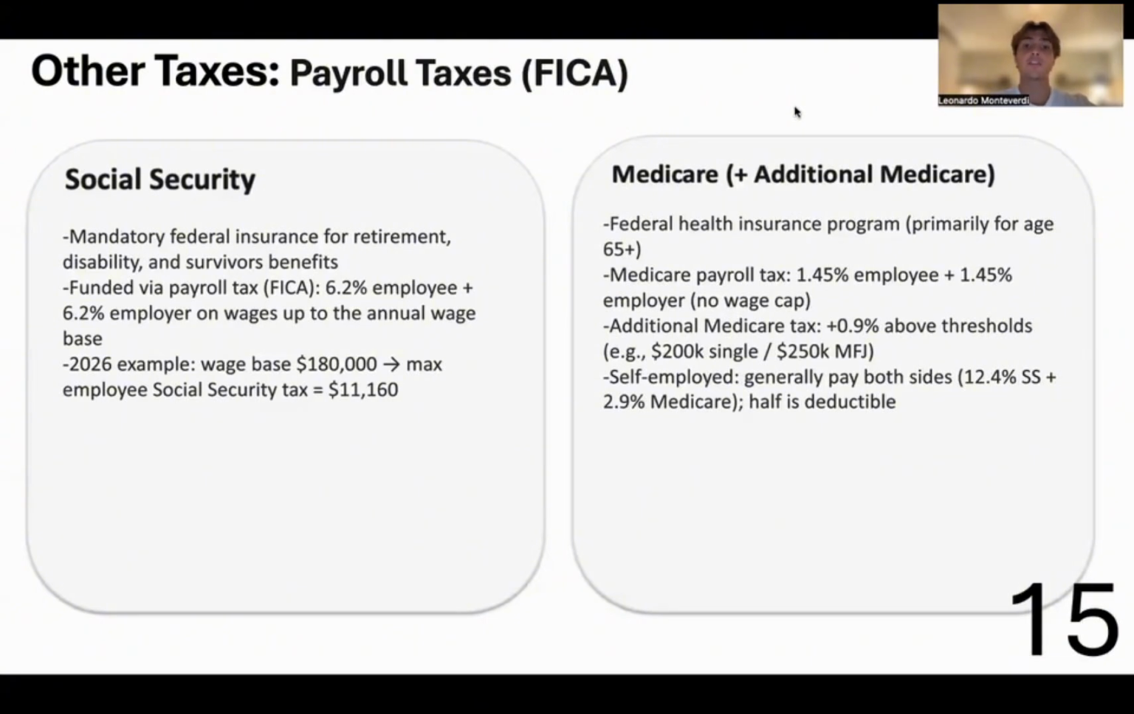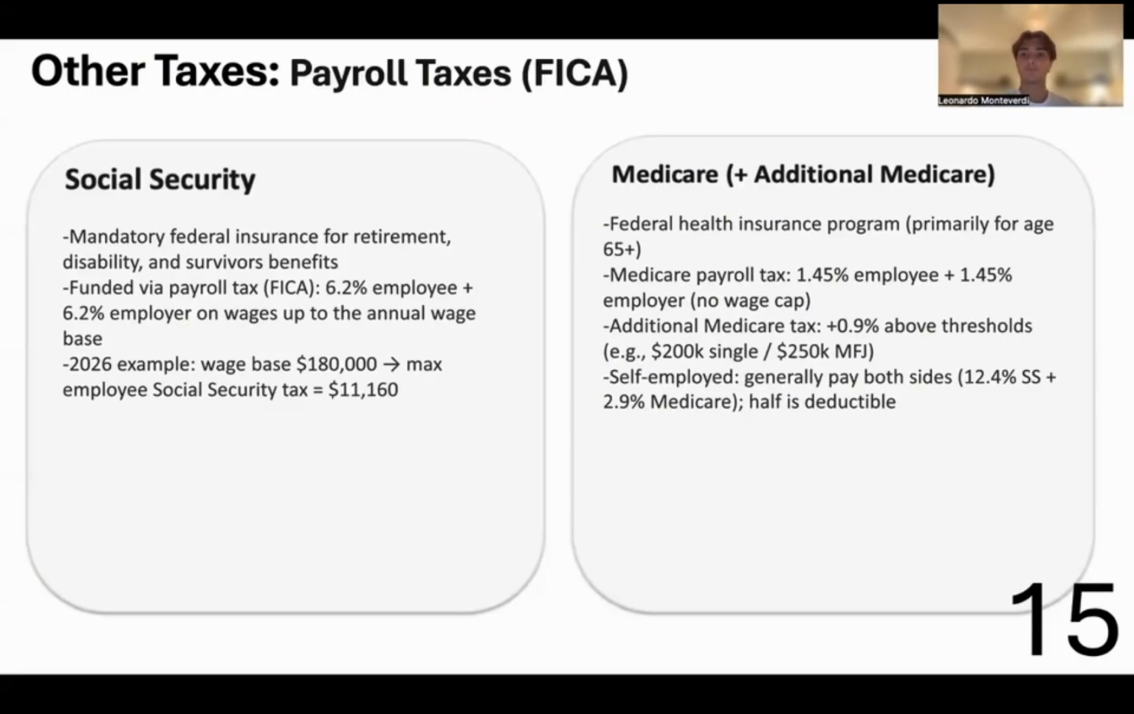And then there's also the self-employed treatment. If you're self-employed, you generally pay both sides of the employee and employer sides. So 12.4% for Social Security and 2.9% for Medicare. Although half of that is deductible when you're calculating your income tax.